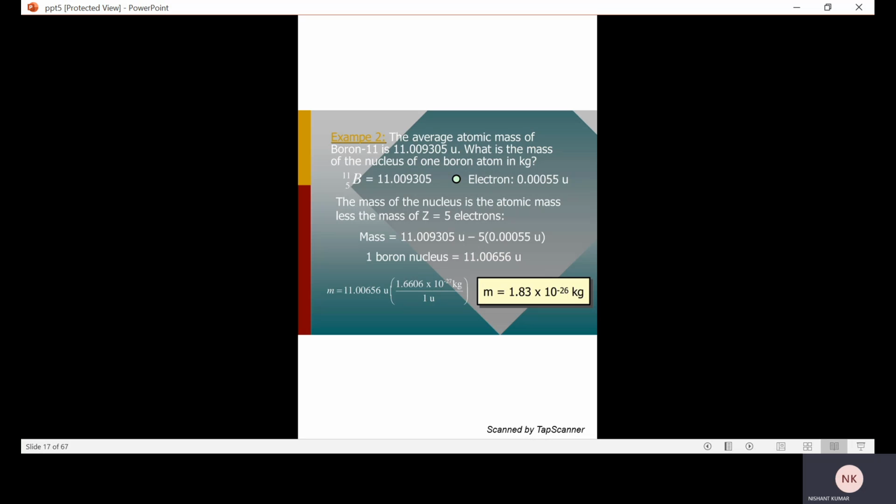This is an example about mass defect. The average atomic mass of boron is given. What is the mass of the nucleons of one boron atom in kg? This is a formula based question, a simple problem.